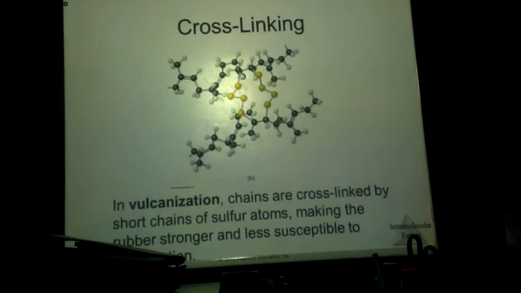Vulcanization is where chains are cross-linked by short chains of sulfur atoms. Cross-linking is really just trying to bridge two or more of these polymers together. But in vulcanization, we're actually adding sulfur atoms to cross-link them. And whenever we do that, it again makes it stronger. When we try to break that cross-link, it's really hard to break the bond with sulfur atoms, so it makes it less susceptible to breaking. It also makes it less susceptible to what it says down here, degradation.